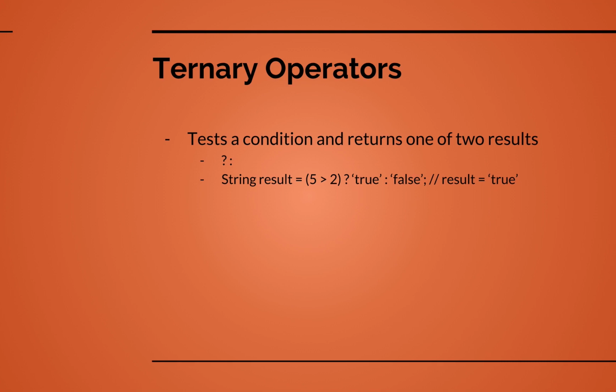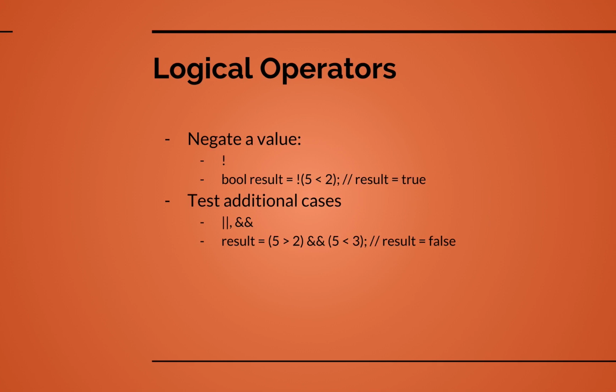So in this case, we're creating a string variable called result. We're testing to see if 5 is greater than 2. If it's true, then we'll store the value of true in that result variable. And if it's not, then we'll store the value of false in that result variable. In this case, 5 obviously is greater than 2, so we're storing true. Okay, and finally, we'll move to logical operators. This is going to come in much more handy when it comes to learning about if statements and their variants, because it allows us to test multiple cases within a single statement.